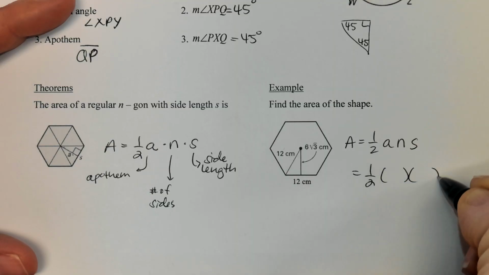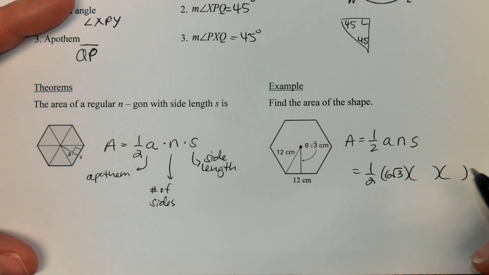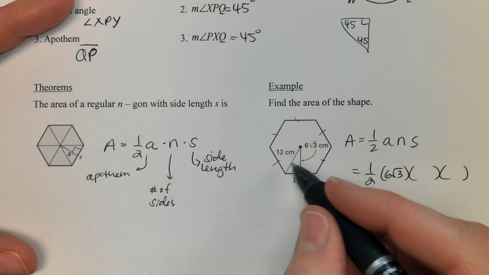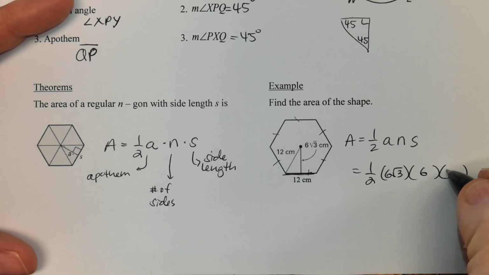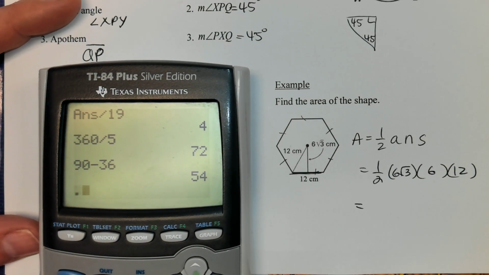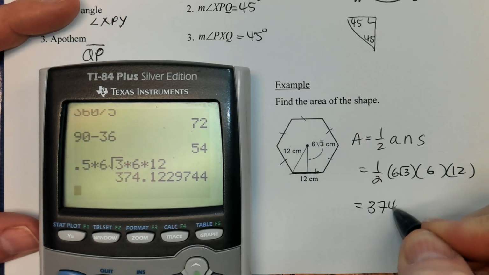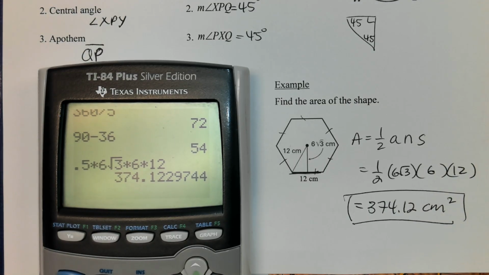So 1/2. My apothem is 6 square roots of 3. Don't be scared of that square root. We're just going to type it in our calculator. Number of sides, I've got 1, 2, 3, 4, 5, 6 sides. And then side length is what's on the outside, and that is 12. So we just get to type that in. Again, don't be scared of that root 3. We're just going to go 0.5, which is a half, times 6 root 3, times 6, times 12. So about 374.12 centimeters squared. You're doing area, so don't forget that label.